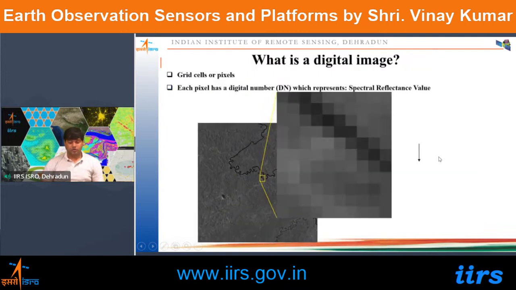Now, first we have to understand what a digital image is. Normally, whenever we zoom into any photograph, what happens? It gets pixelated. The small unit of that particular digital image is called a picture element, and the short form of picture element is pixel.